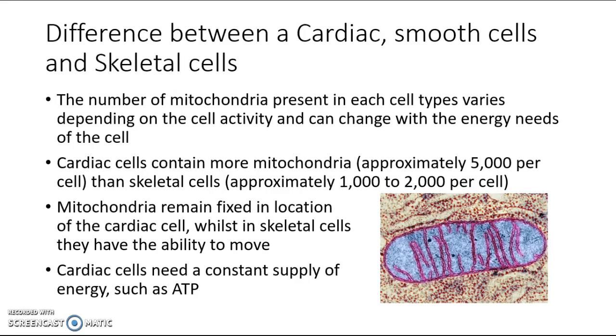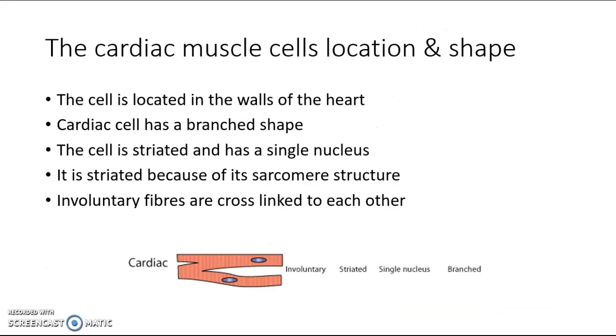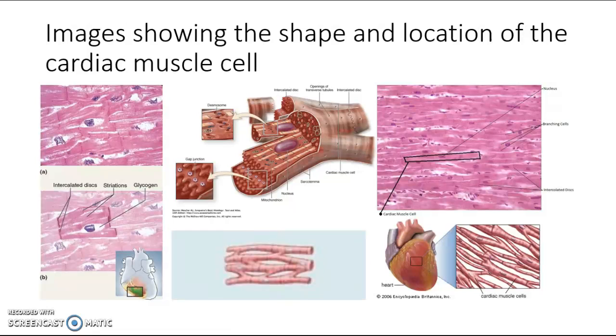So the next thing we're going to look at is the location and shape of a cardiac muscle cell. The cell is located in the walls of the heart. This can be seen just around here. The cardiac cell will make up the majority of the heart's wall and structure. There's another image showing the location.